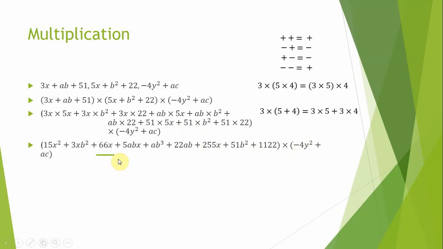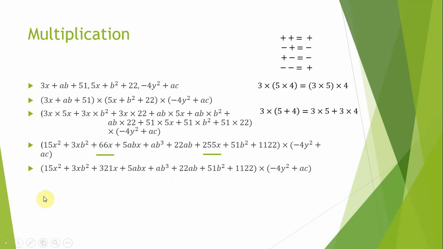Let's have a look. Before we do the multiplication, we see if we can combine any like terms which exist, and we see here that there are like terms. So we try to combine them to make sure that our multiplication takes least effort as possible. So writing the expression now again, we have 15x squared plus 3xb squared plus 321x. We add these two together. 5abx, ab cubed, 22ab, 51b squared plus 1122. Multiply the whole thing with minus 4y squared plus ac.